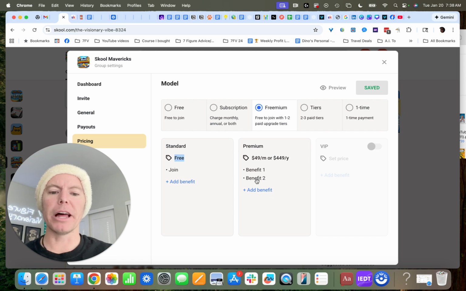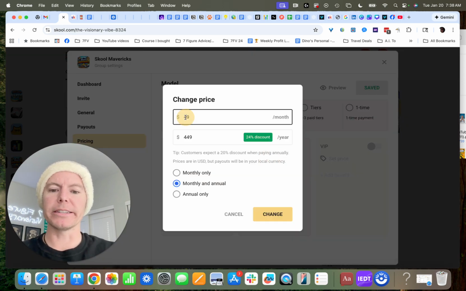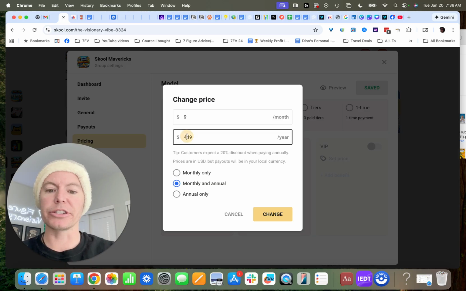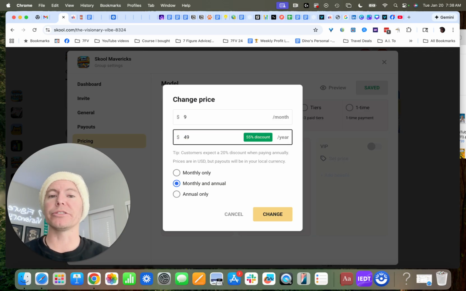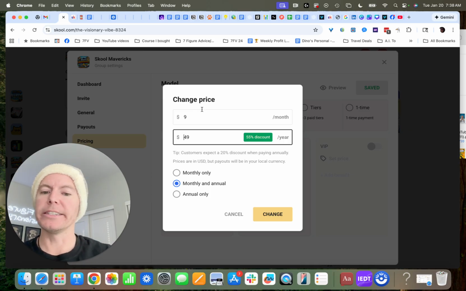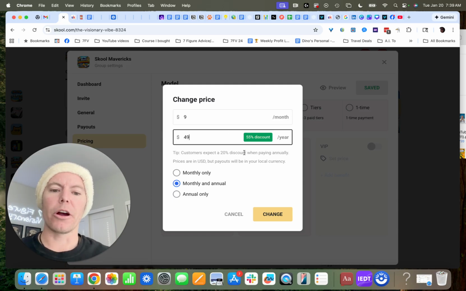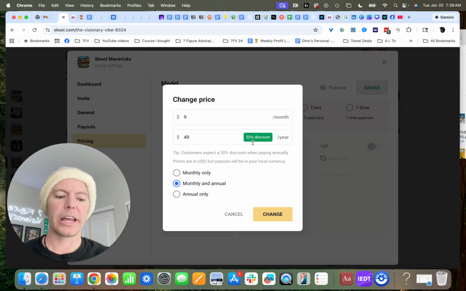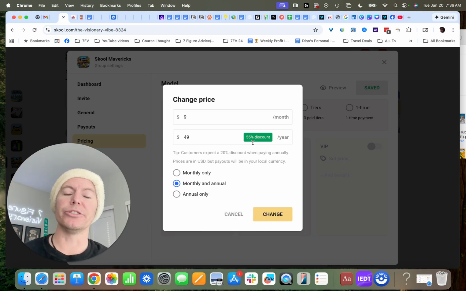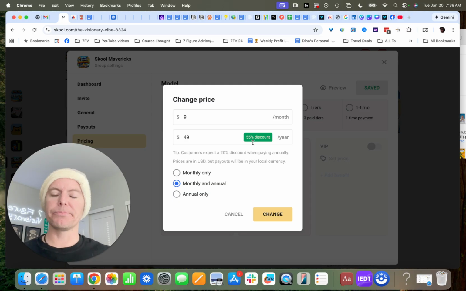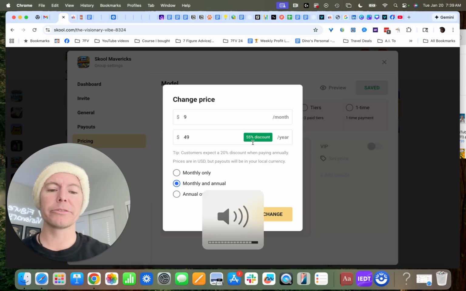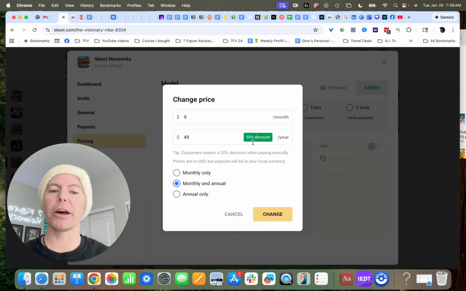Then at the premium level, what I recommend you do pricing-wise, this is exactly how we launched our community, and it is actually still the current pricing we have just 2.5 months in: $9 a month, or otherwise $49 for the year. This is a 55% discount on the year, and that really incentivizes a lot of people to do the annual membership. That's nice because you then have a member for an entire year. It's really nice for them because they're getting a massive discount, and you have more cash collected up front that you can use to further grow your community.